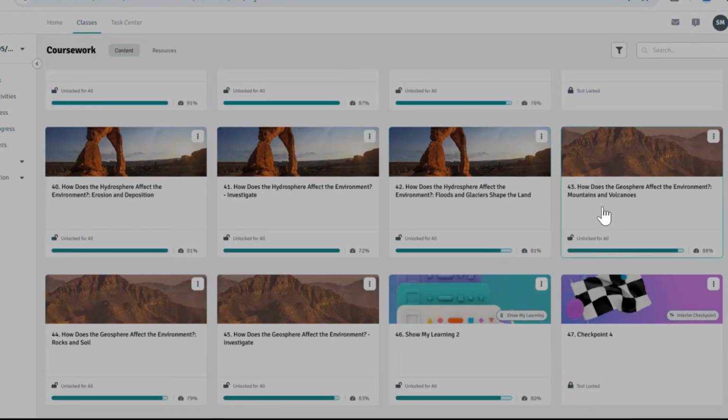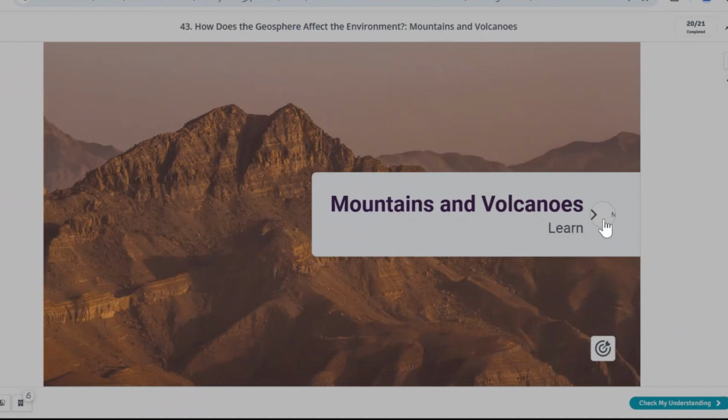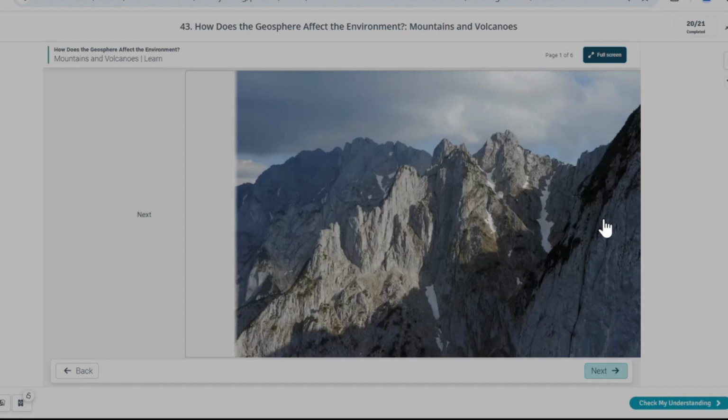So in your Alif program, you will see there's page 43. It begins with how does the geosphere affect the environment. So let's have a look how this affects it. So listen to the video, listen to the explanation.